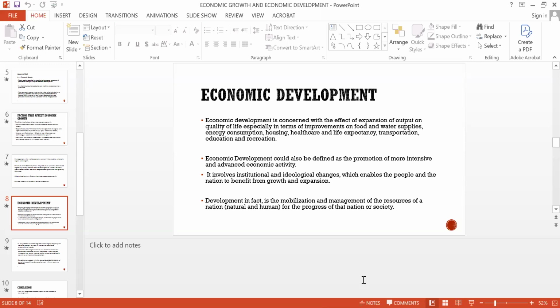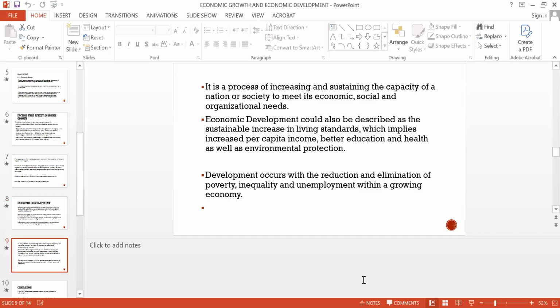So development, in fact, is the mobilization and management of a nation's natural and human resources for the progress of that society. When there is efficient mobilization of resources, you have a large population, yes. You have large mineral resources, yes. But how are you deploying these natural resources to develop your country? It is a process of increasing and sustaining the capacity of a nation or society to meet its economic and social obligations.